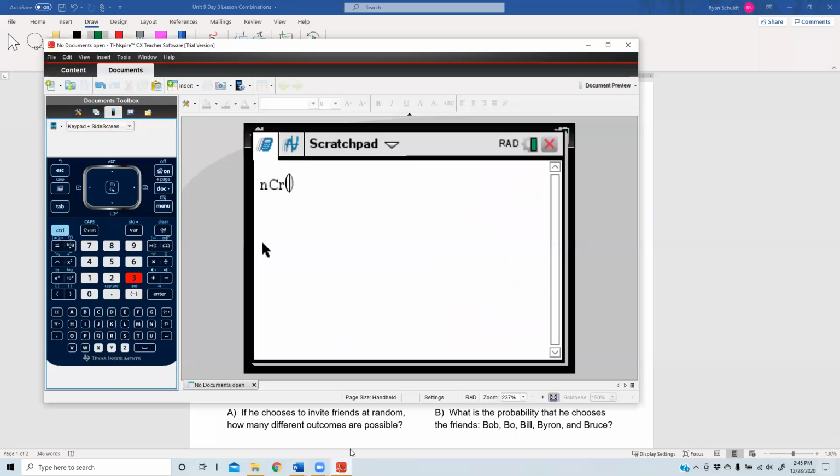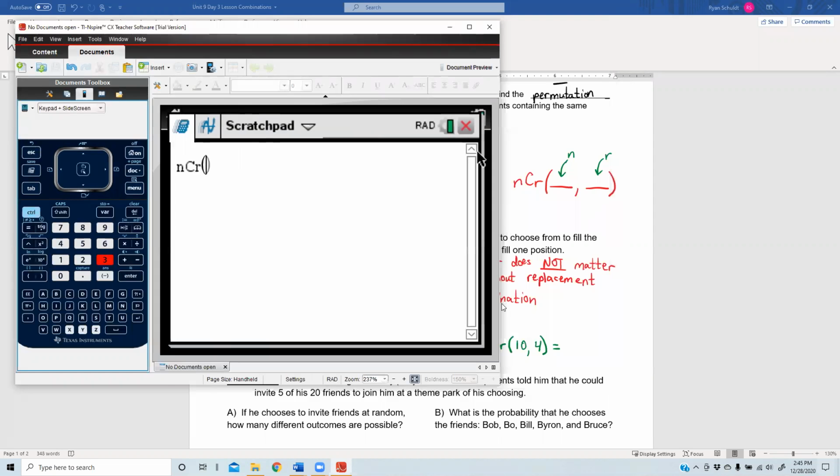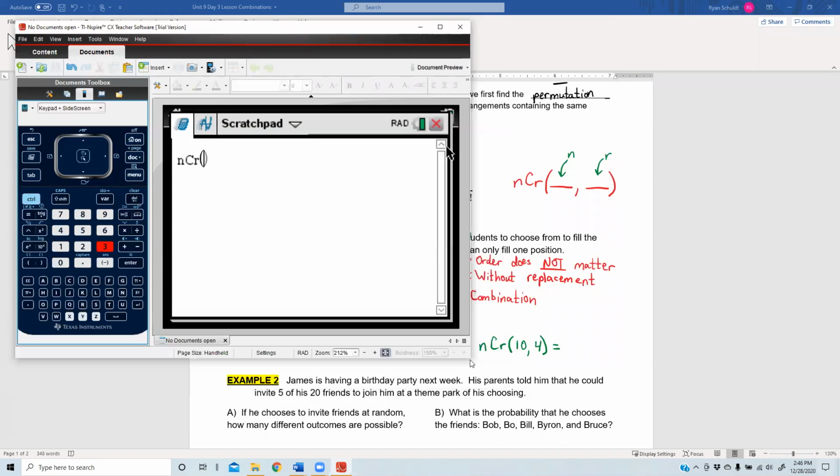So let me bring up the calculator. I'm going to try to move it around to where you can see it. I don't know that it'll be possible though. Maybe. There we go, you can see that. Okay, so delete this out. We need to get a combination.